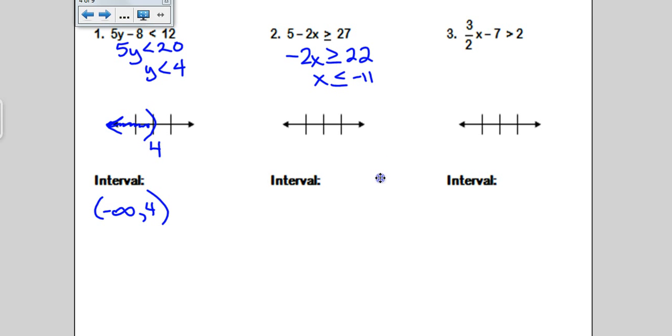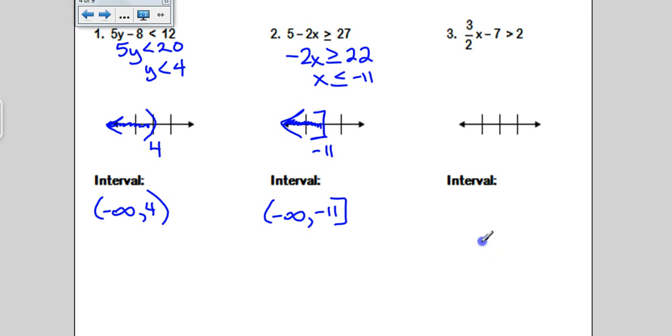So I need to shade everything that is less than or equal to negative 11. So I'm going to draw negative 11 somewhere here. Everything less than him will be down this way. And then because it's equal to this time, we got a bracket. Now for my interval on that problem, he starts off at negative infinity, and then he'll travel all the way up to negative 11, but this time because he actually could land on negative 11, we're going to put a bracket.